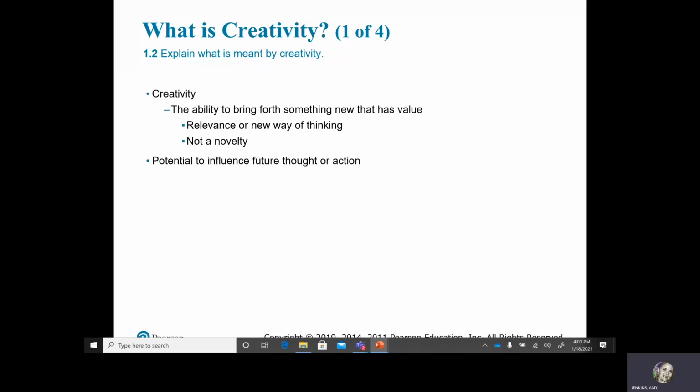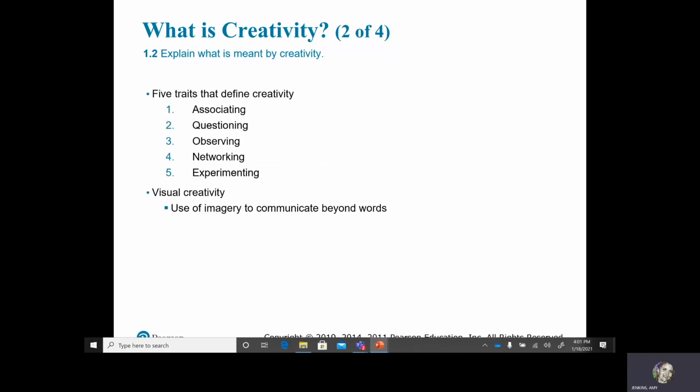Creativity is the ability to bring forth something new that has value, relevance, or a new way of thinking, not a novelty. There's a potential to influence a future thought or action through creativity. The five traits that define creativity are associating, questioning, observing, networking, experimenting. For visual creativity, use your imagery to communicate beyond words.